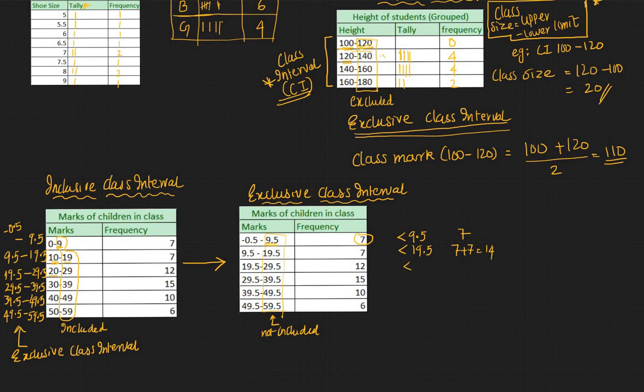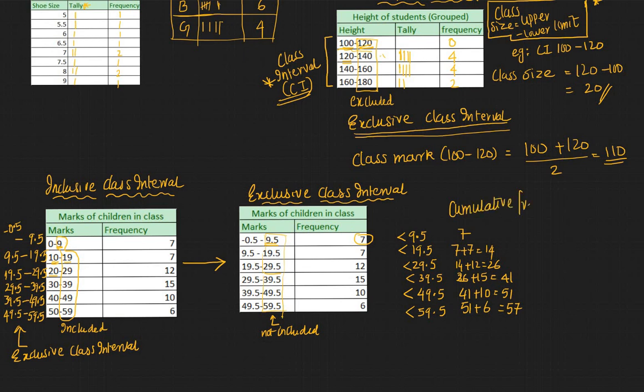Less than 29.5 would be 7 plus 7 plus 12, which is 14 plus 12, and that would be 26. Less than 39.5 would be 26 plus 15, that's 41. Less than 49.5 would be 41 plus 10, that's 51. Less than 59.5 would be 51 plus 6, that is 57. So these are called the cumulative frequency.